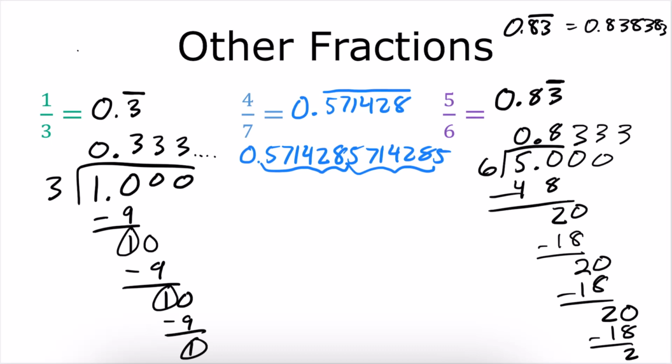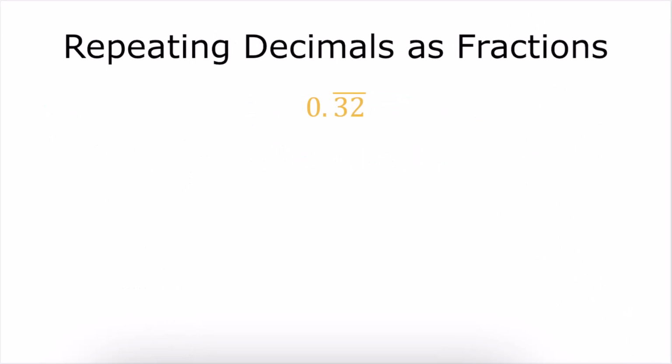So this is how you convert fractions into repeating decimals, and most fractions will be repeating decimals because the only fractions that are not repeating decimals are the ones whose denominators factor into either 2s or 5s. But if you have any other prime factorization of your denominator, then your decimal will be a repeating decimal. So to wrap this video up, let's talk about how you make a repeating decimal back into a fraction.